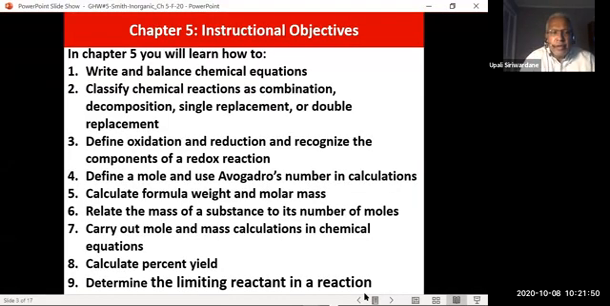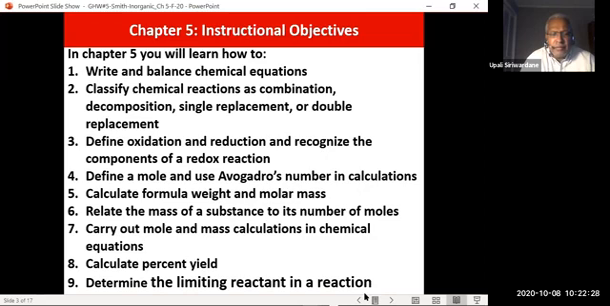You should be able to write balanced chemical equations, classify reactions according to combination, decomposition, single replacement or double replacement, define oxidation and reduction and recognize the components of a redox reaction, reducing agent, oxidizing agent, etc. Define a mole and use Avogadro number in calculation, calculate formula weight and formula mass to get the moles of material from grams of material.